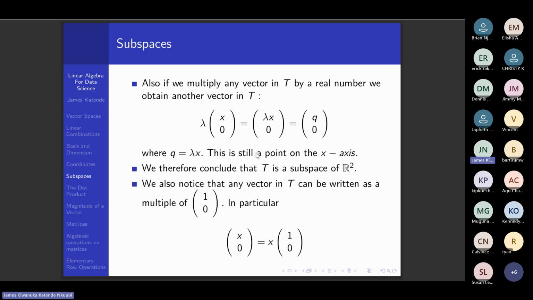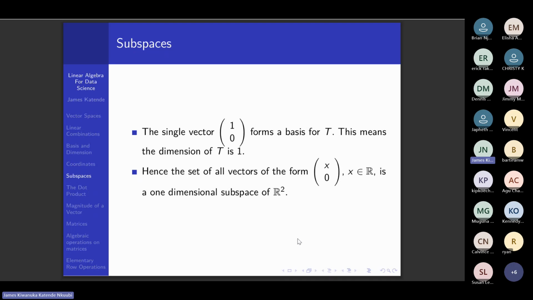So we make the following observation. Any vector in T can be written as a multiple of this vector (1, 0). In particular, if you have a vector x, you can write it as a scalar x multiplied by the vector (1, 0). So this one vector alone is able to span that subspace. Any vector can be written as a multiple of this one vector. So this subspace is spanned by just one vector.